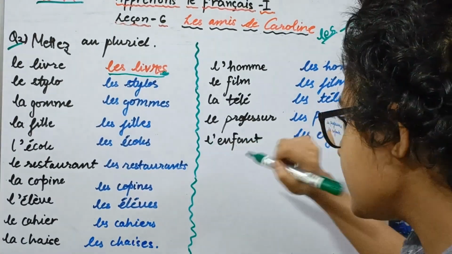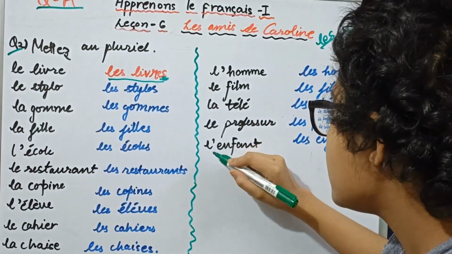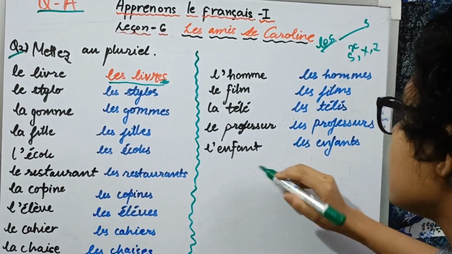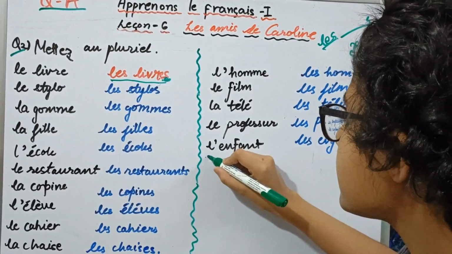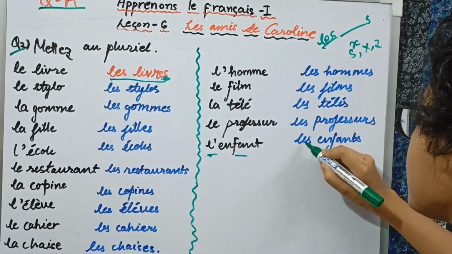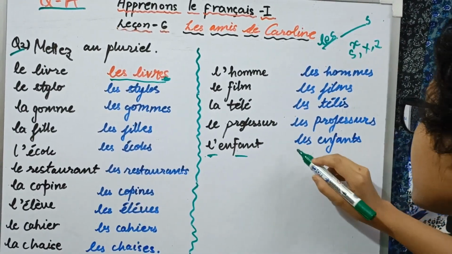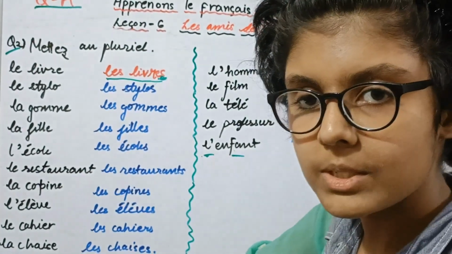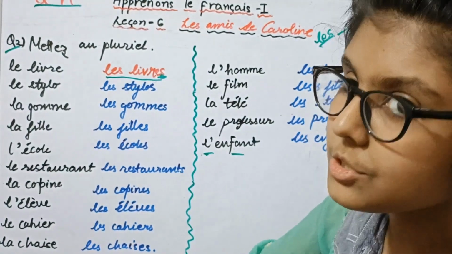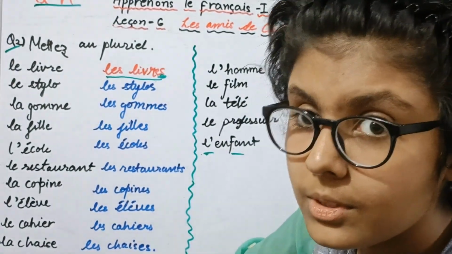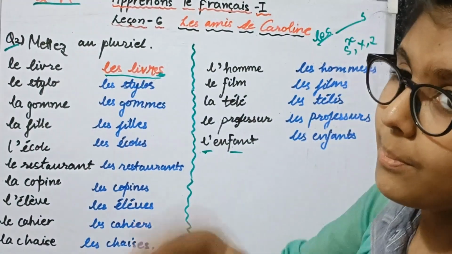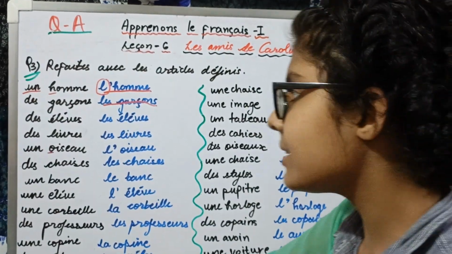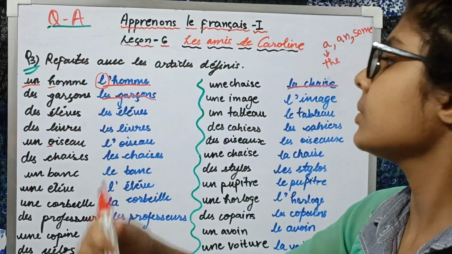And last but not the least, l'enfant, the child, and that will be transformed into the children, les enfants. So that was all for question number 2, and we have completed it successfully. Now let us go on to question number 3, and before going, bravo to you all, you did very great. So here we are, question number 3, and let us read it out.